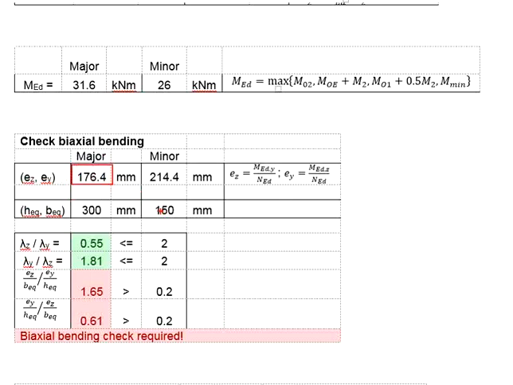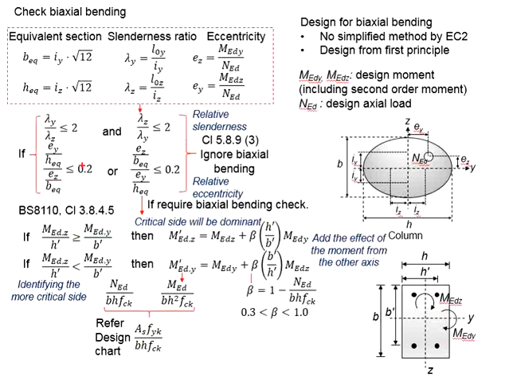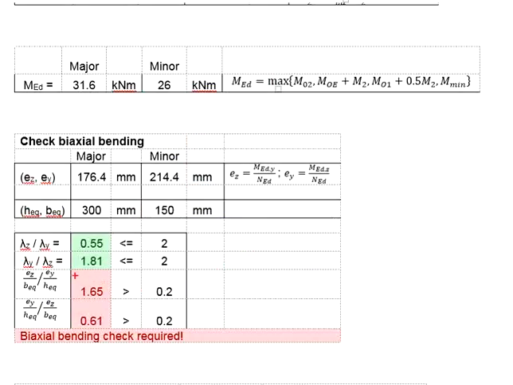EY divided by HEQ, the whole thing divided by EZ divided by BEQ. You get 0.61. The requirements are that these two ratios have to be less than or equal to 0.2. However, the calculated results are 1.65 and 0.16. These values are larger than 0.2.